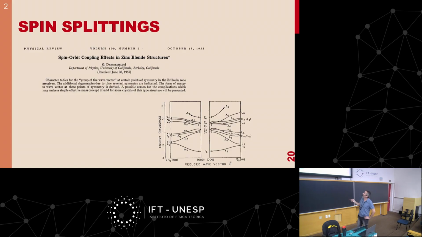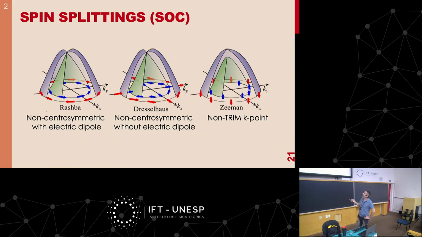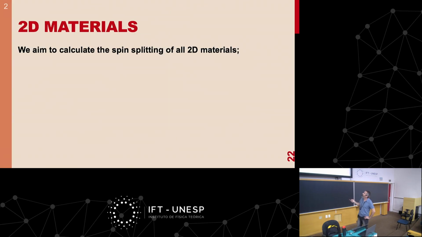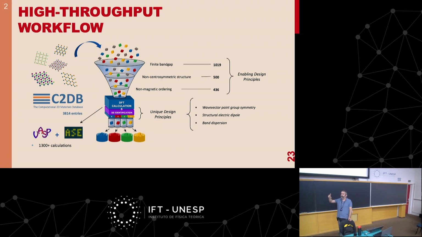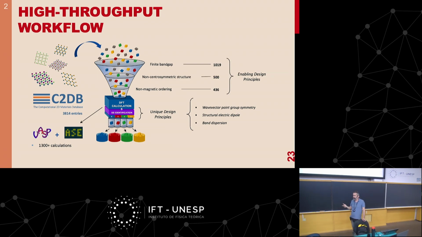This is not new stuff. So what we do is the following. I'm going to skip this. We start with a database where all the chemical formulas are. There is a database called C2DB where they report the crystal structure for all the two-dimensional materials.